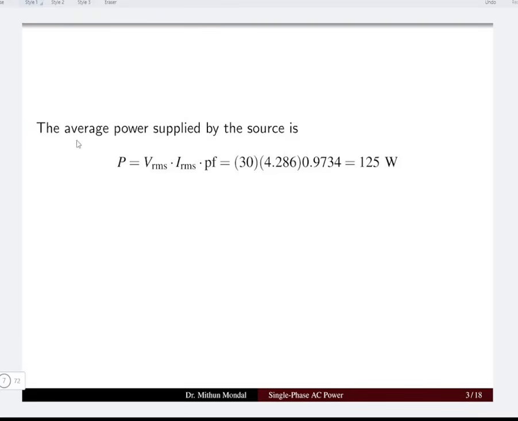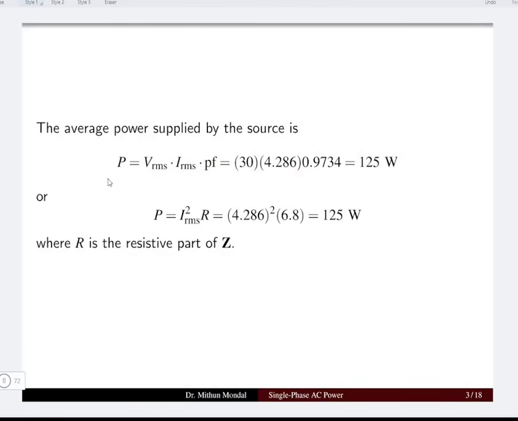We have to determine the average power. The formula for average power is the product of the RMS voltage and RMS current multiplied by the power factor of the system. Here the RMS voltage is 30, the RMS current magnitude is 4.286 and the power factor is 0.974, which gives 125 watts as the average power supplied by the source.